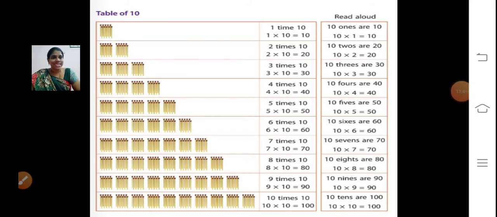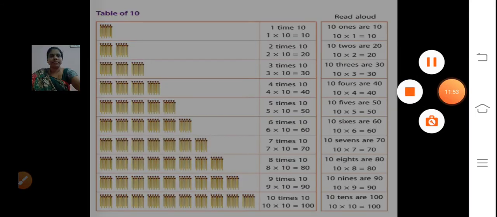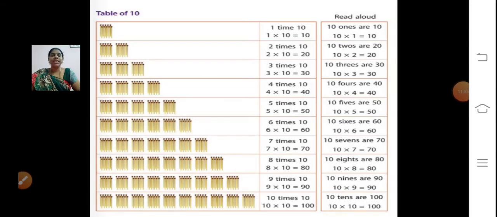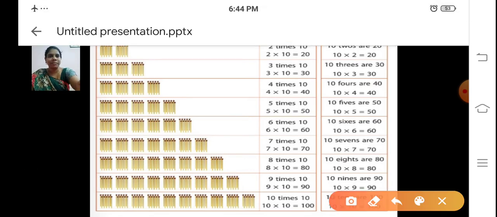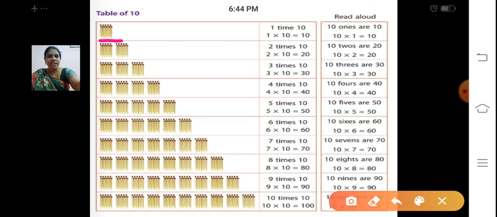Now we'll see the table of 10. Are you all ready? Now just count how many matchsticks are there here. First, how many groups are there? Only one group, right? Then count how many matchsticks are in that group.